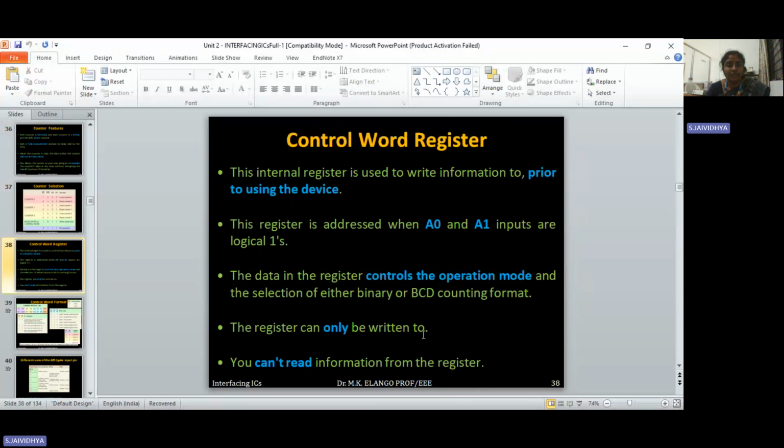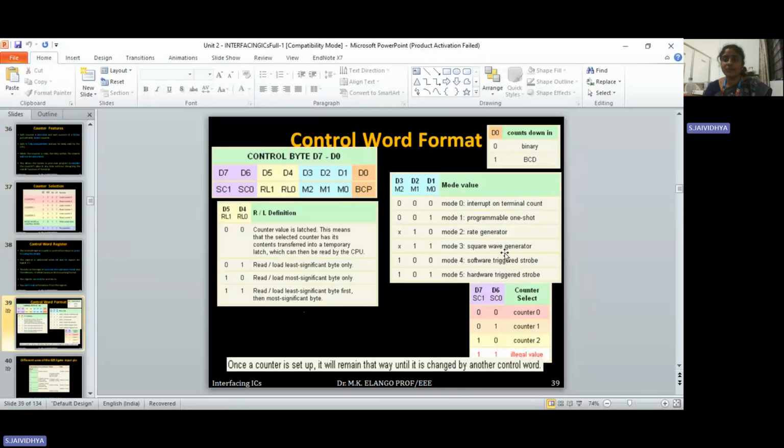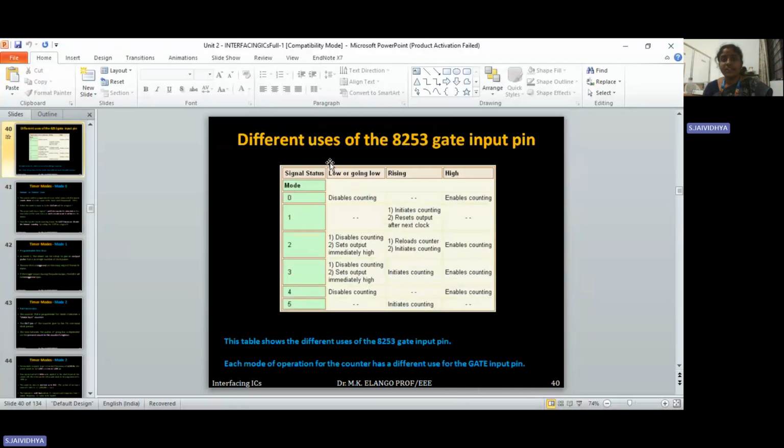Next, the control word register. This internal register is used to write the information about what process we are going to do in the timer. This register is addressed when the A0 and A1 inputs are logical ones. The data in the register controls the operation mode and the selection of either binary or BCD counting format. This register can only be written to. You cannot read information from this register. So this is the control word format, and these are the different uses of the 8253 gate input pins.